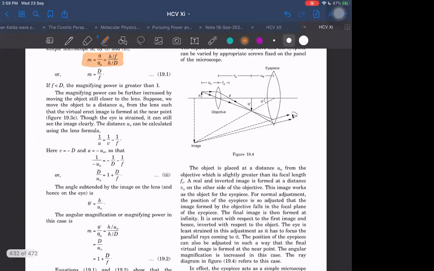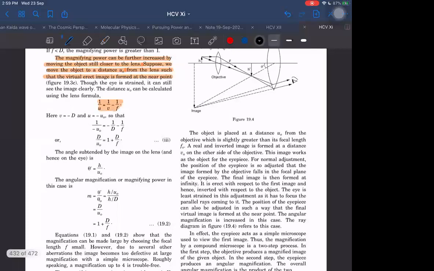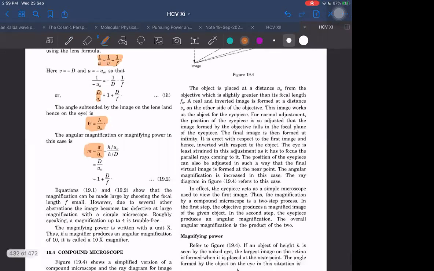But then he's saying the magnifying power can be further increased by moving the object still closer to the lens. Suppose we move the object to the distance u0 from the lens such that the virtual erect image is formed at the near point. Then they are using the same thing only. Then they are getting finally, as I was telling you, d by u, right? D by u, and then theta dash will become h by u naught, and magnification will become finally theta dash by theta naught, which will become d by u naught, and that I can write as 1 plus d by f. 1 plus d by f.